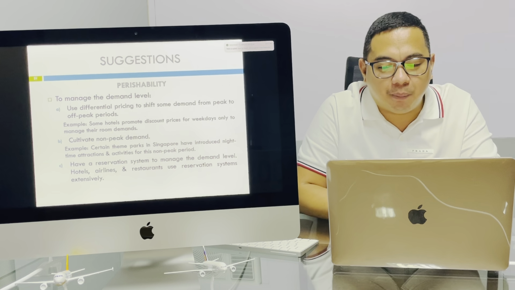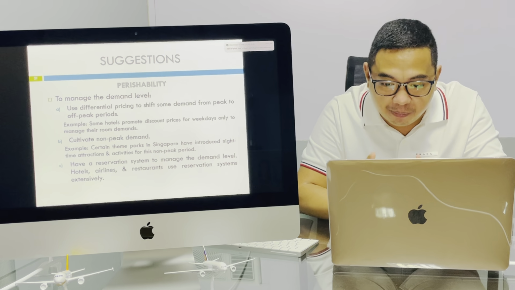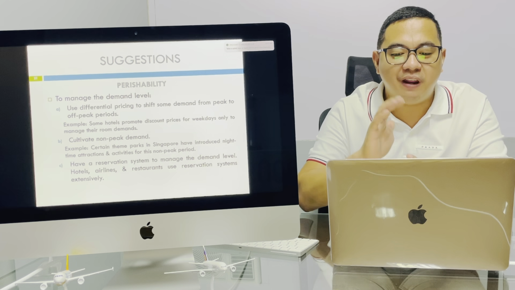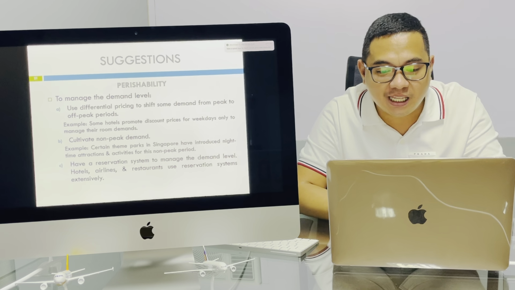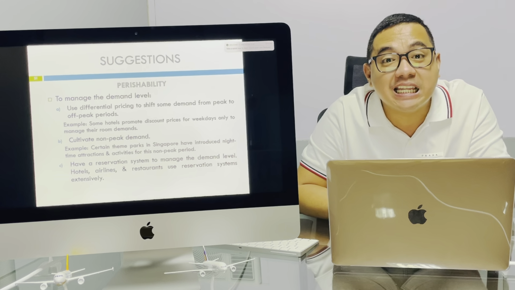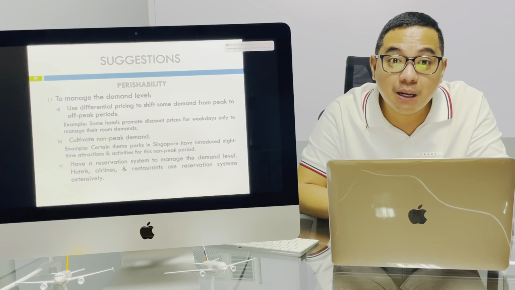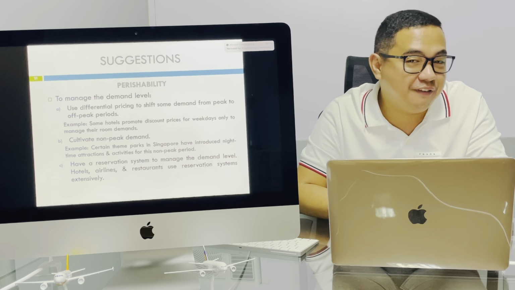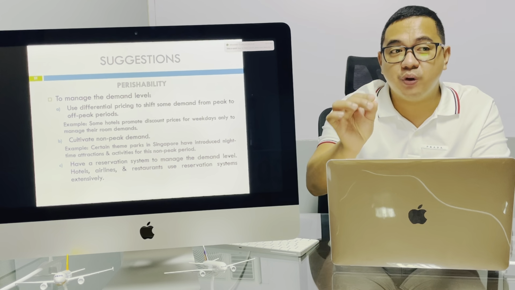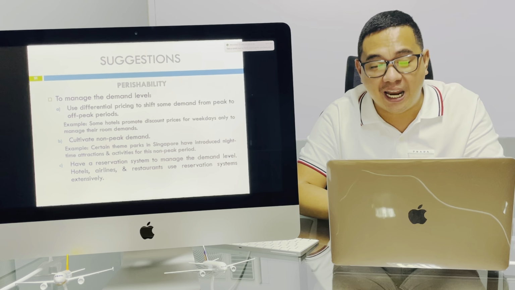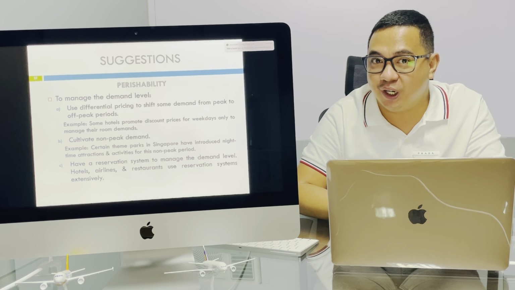Cultivate non-peak demand. Certain theme parks in Singapore have introduced nighttime attraction and activities for this non-peak period and have a reservation system to manage the demand level. Hotels, airlines, and restaurants use reservation systems extensively. Like GDS, gagamit na sila Sabre, Amadeus, Navitaire. These are some of the GDS na ginagamit not only for booking airline tickets but as well as for others like hotels, transportation, accommodations. Okay?